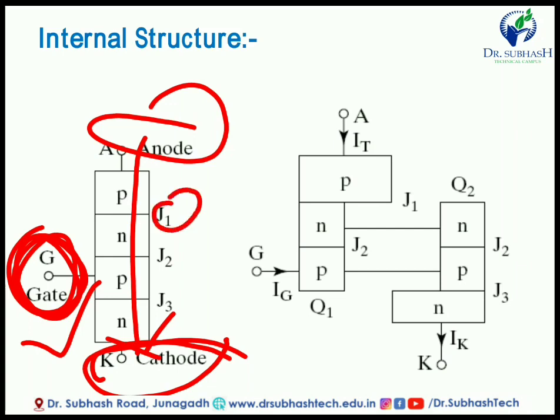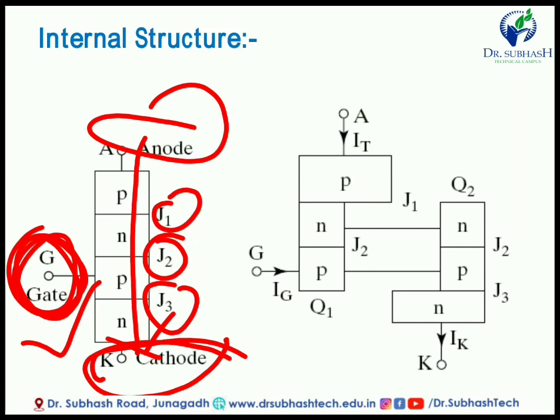Now junctions J1, J2 and J3 can be forward or reverse biased. Whenever a junction is in forward bias, the depletion region width is very narrow and it allows current to pass. Whenever a junction is in reverse bias mode, the width of the depletion region is wider, and due to this wider width the current does not pass through the junction, and it works as an insulator. This is the characteristic of SCR.